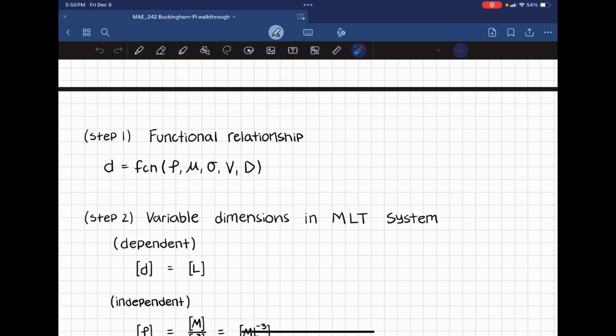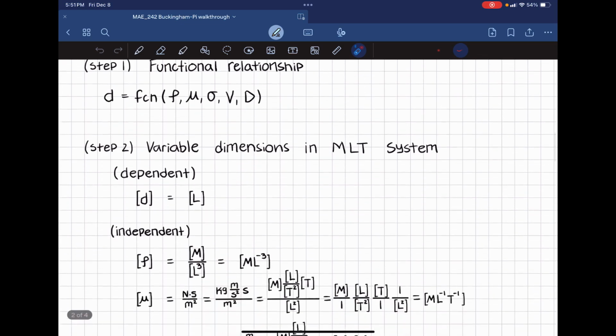So step 2 in this problem solving process is going to be to determine the primary dimension of each of these variables. And for this problem, we're using the MLT system. So we want to get every single variable, dependent and independent, in terms of either mass, length, time, or in some cases temperature. In this problem, we don't have any temperature, so we're just going to use M, L, and T.